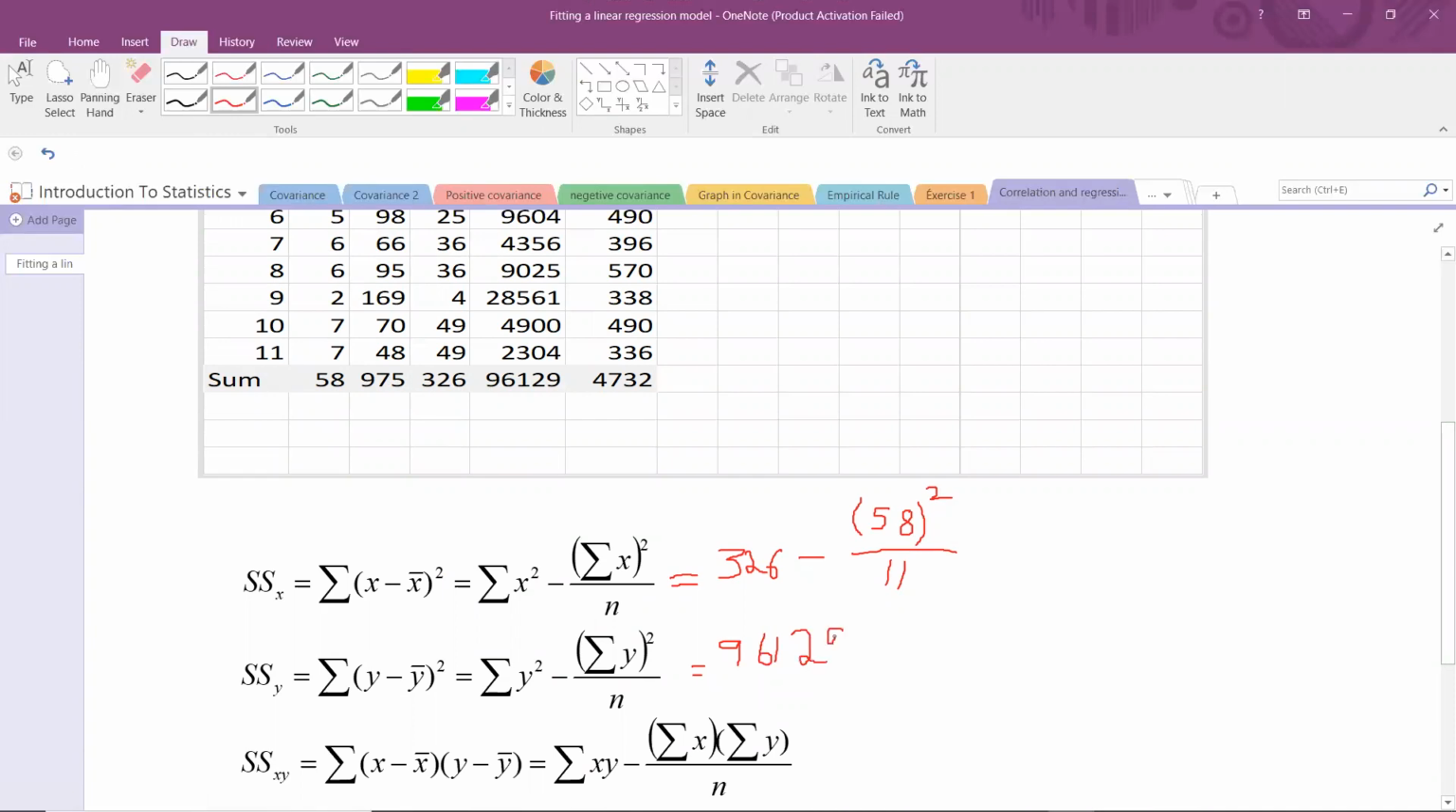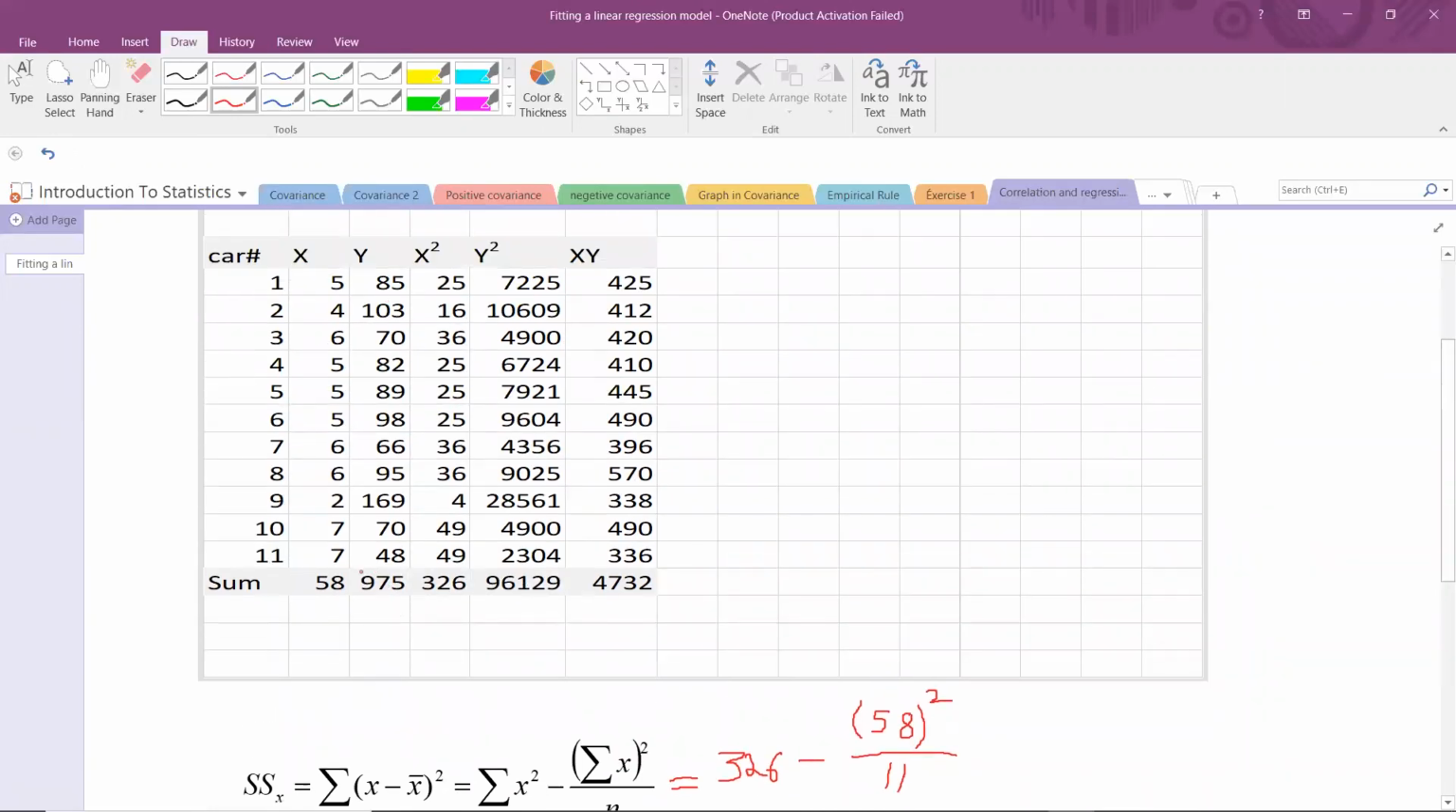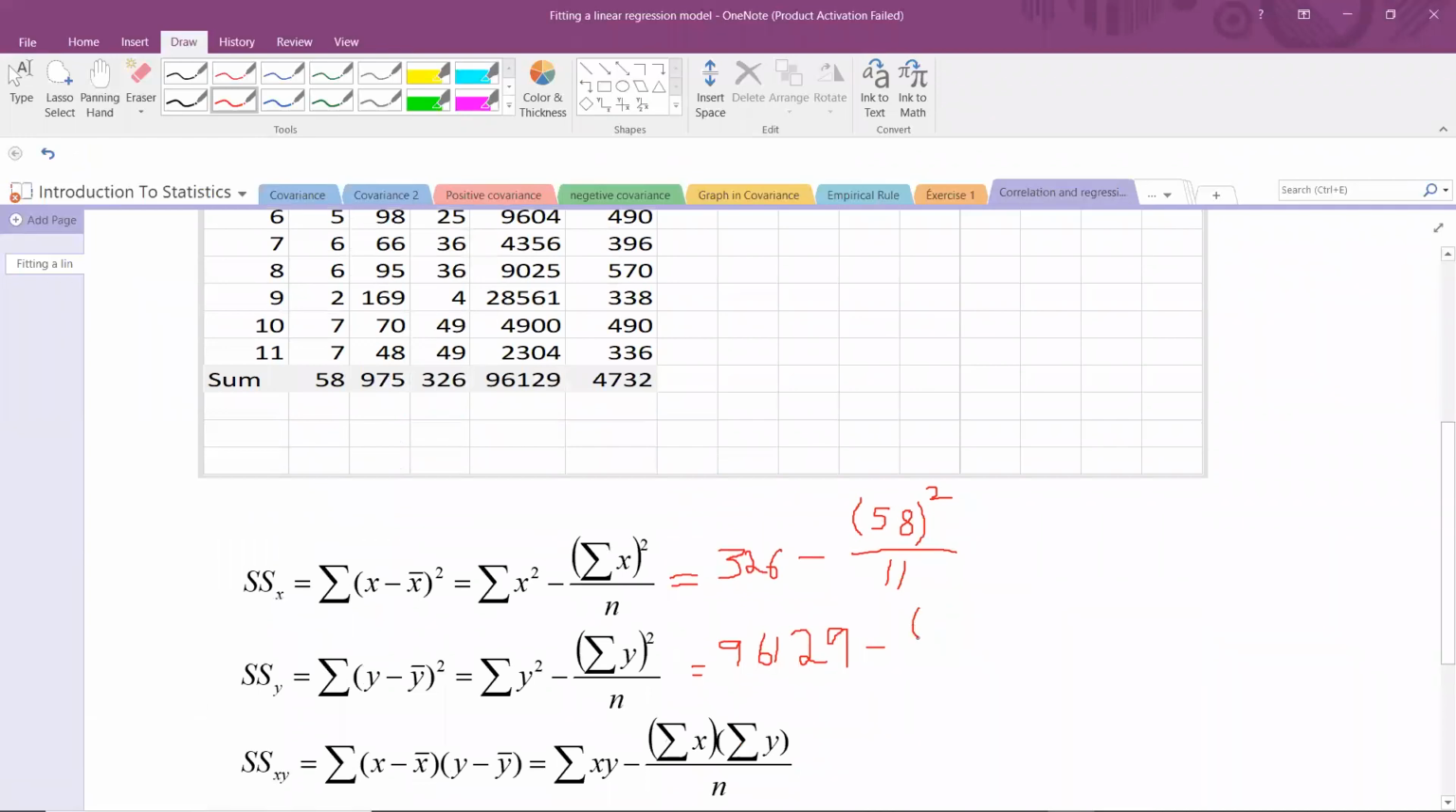Minus the summation of y whole square. The summation of y is 975. So 975 whole square, divided by 11.